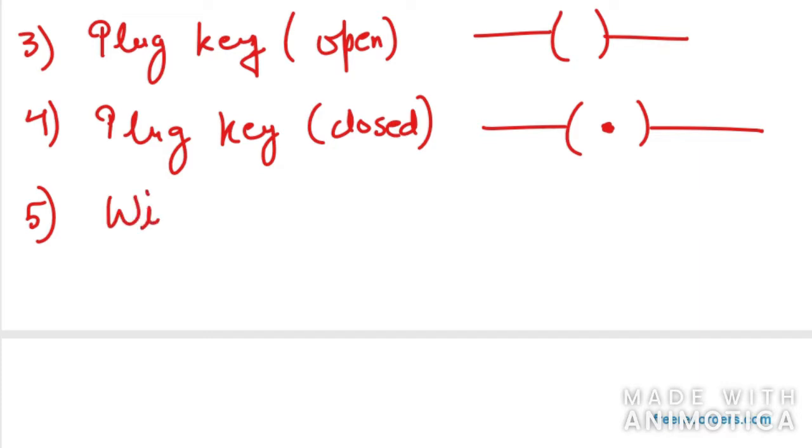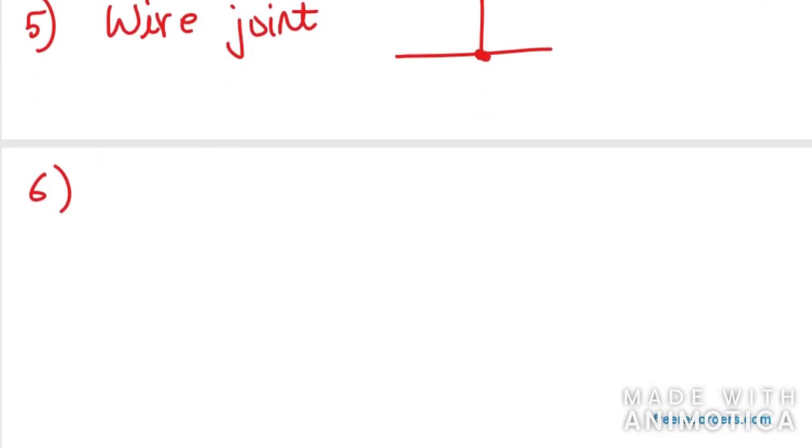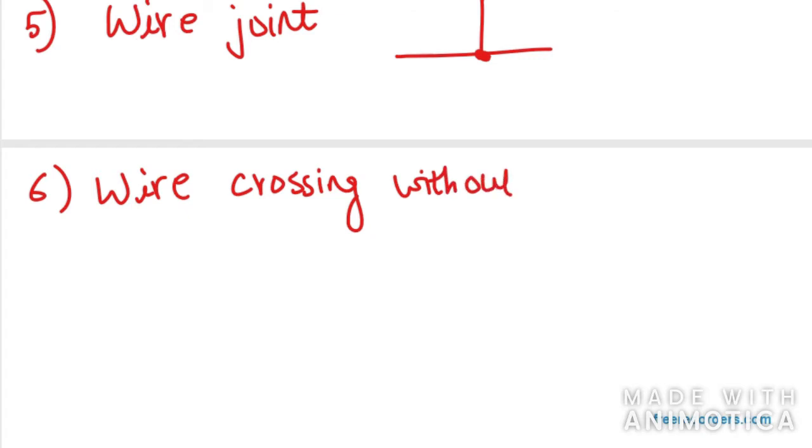Then we have a wire joint. The wire joint would be like this. Sixth is wire crossing without joint. There won't be any joint. So that would be like this, a straight line. Then you don't need to join this wire. You just need to put a semicircle over it and a straight line.